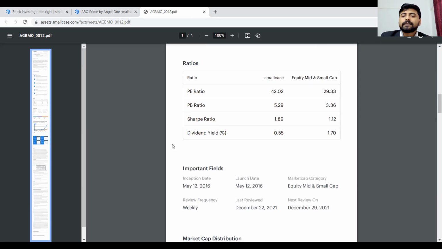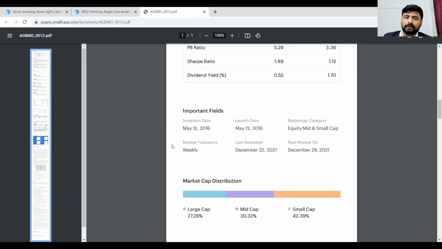Now, let us take a look at more important elements. So we have something called important fields here. We can see something called an inception date and then a launch date. In this case, both are the same. We will be explaining the difference between an inception and a launch date for another smallcase. But the launch date basically shows the date on which this particular smallcase was made live for client investments. So that was on May 12, 2016.